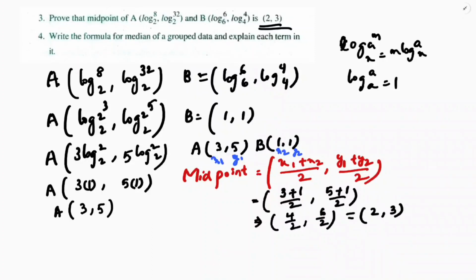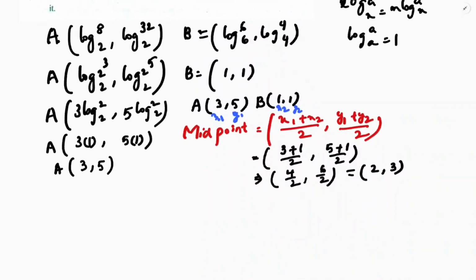Now next question, the fourth one. Write the formula of median of a grouped data and explain each term. So the median formula.